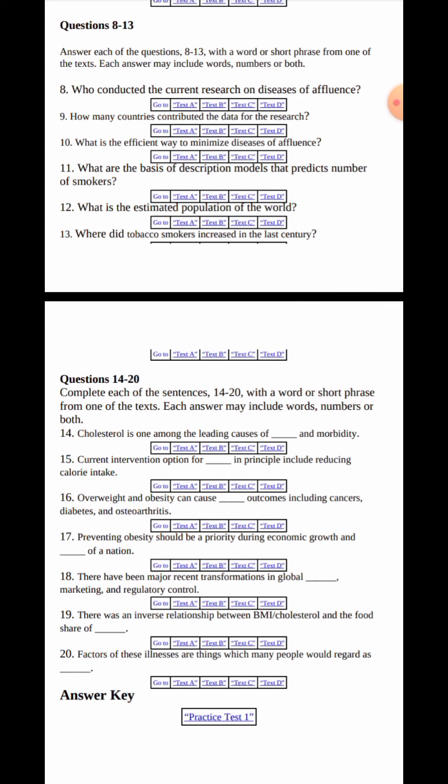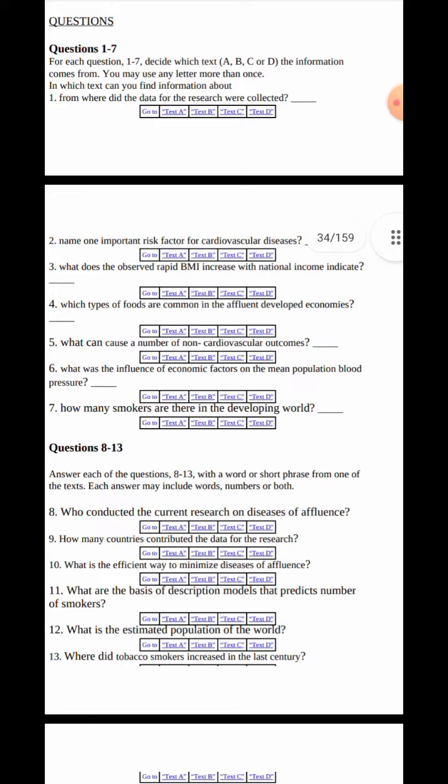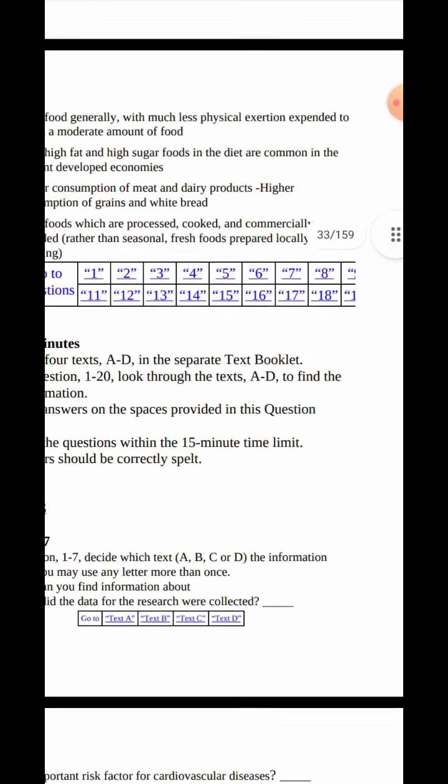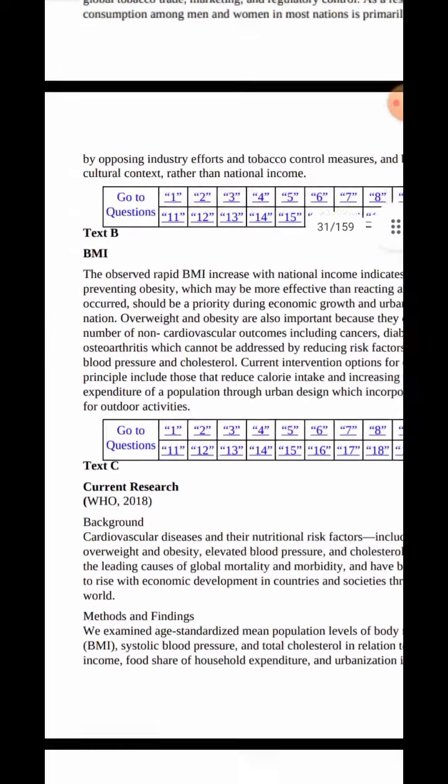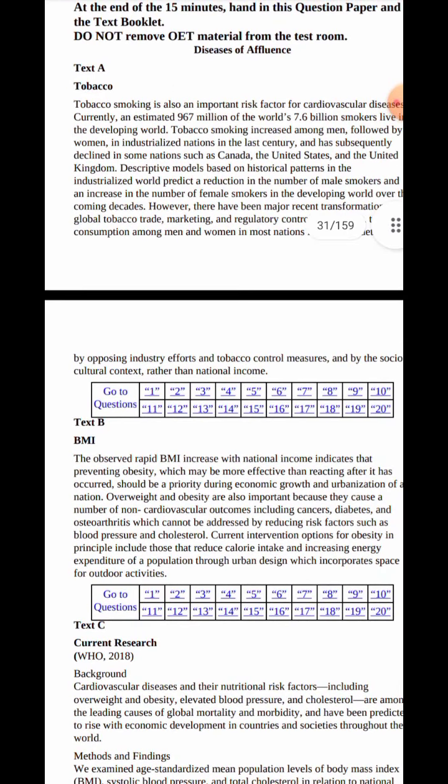Question 16. Overweight and obesity can cause dash outcomes, including cancers, diabetes, and osteoarthritis. So now our keywords here, we can use overweight and obesity. We can hold on to those two. Okay. So now going back to the text. Tobacco, BMI, current research, and then health repercussion. Do you think overweight and obesity can be found under tobacco, under text A? No, I don't think so.